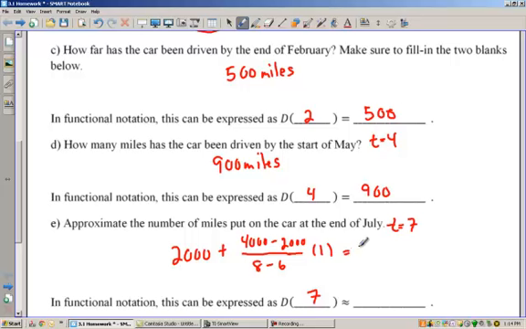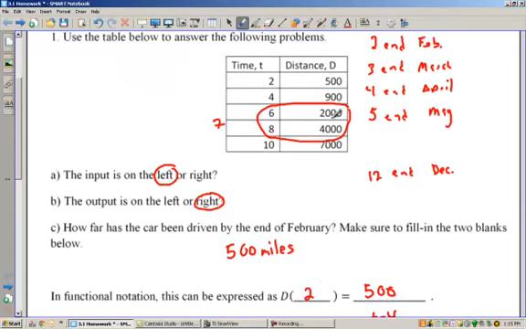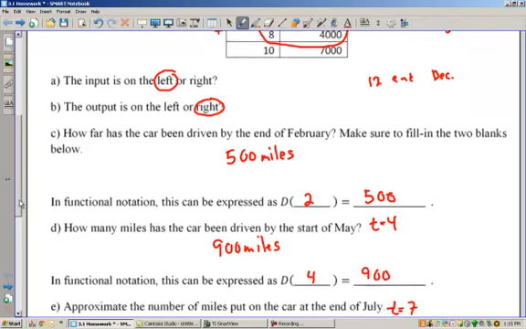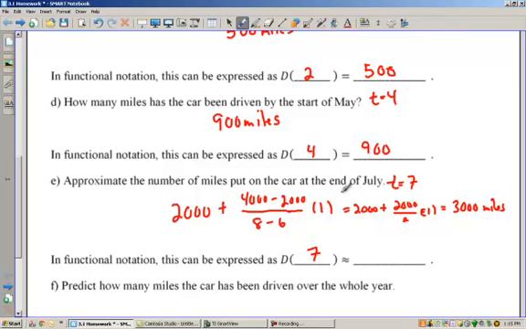This is equal to 2,000 plus 2,000 divided by 2, all times 1, which equals 2,000 plus 1,000, so I get 3,000 miles. You could probably just guess at the answer by looking at the table. Between 2,000 and 4,000, right in the middle is 3,000. But this is the idea abstractly. So d of 7, the distance I've traveled after 7 months, is 3,000 miles.